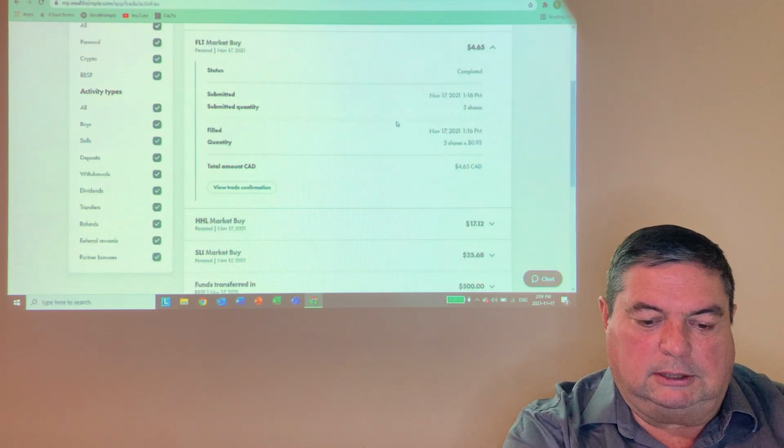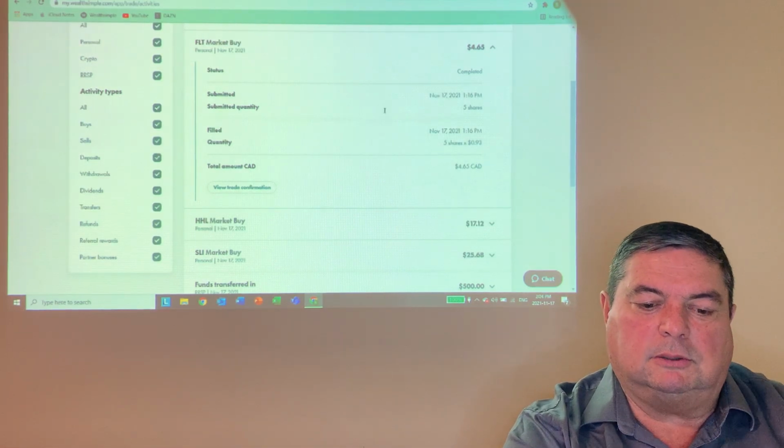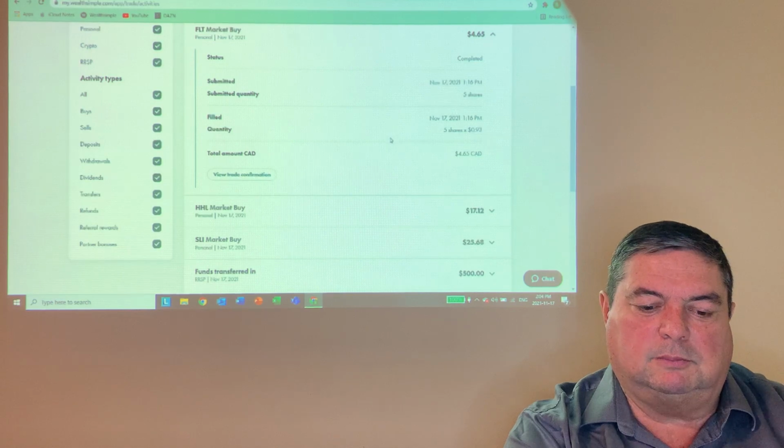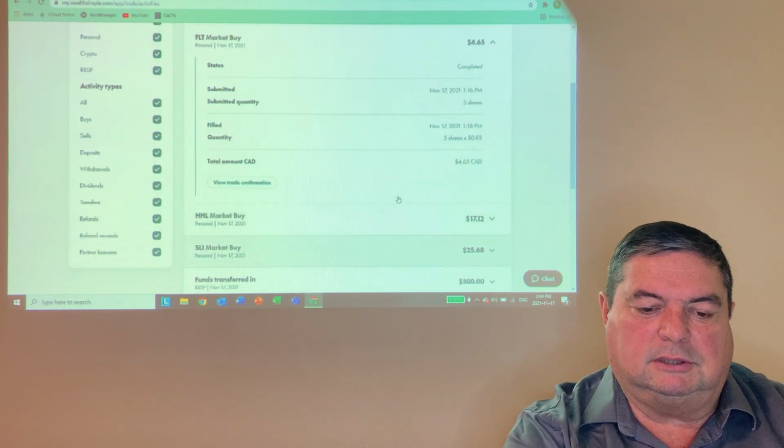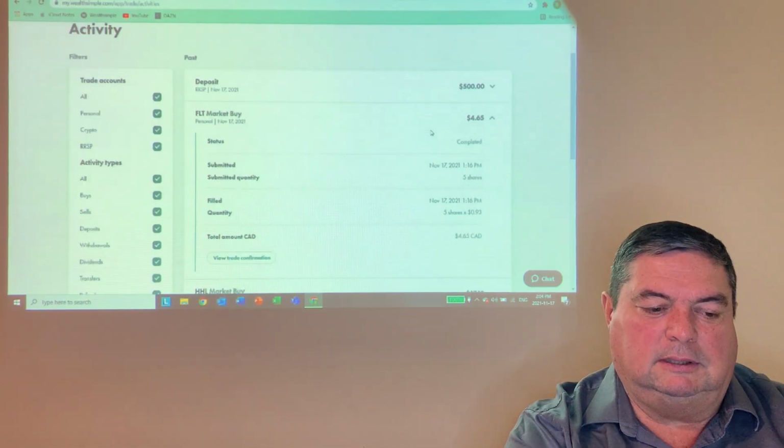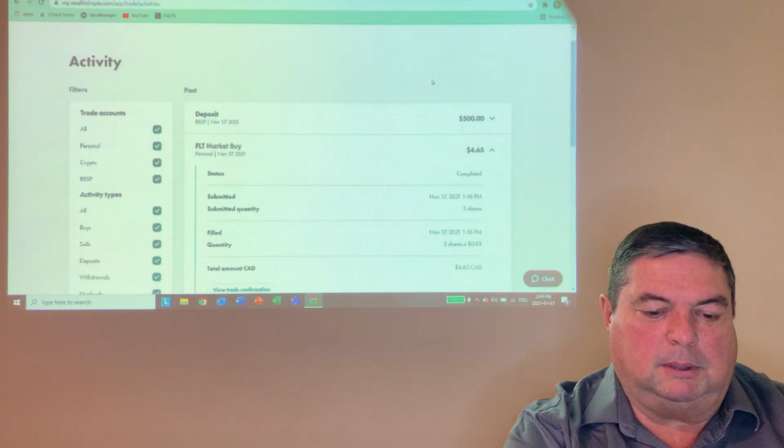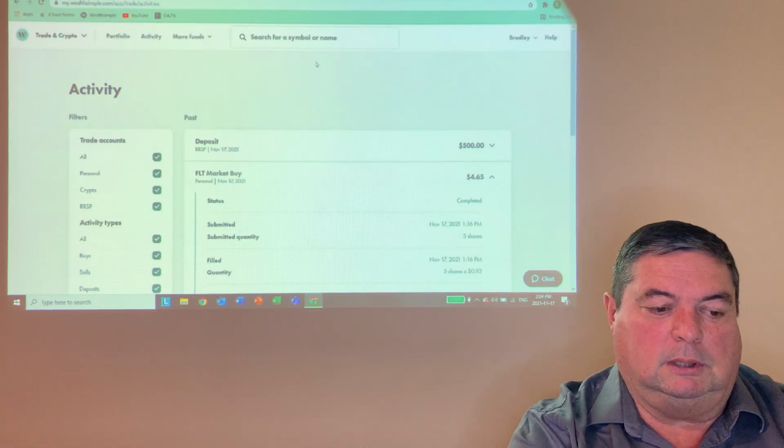Their stock was quite cheap, only 93 cents. So I actually bought 5 shares of it this morning. So we own $4.65 of FLT, okay? So those were the 3 I did, but let's go and see how we actually do it, okay?